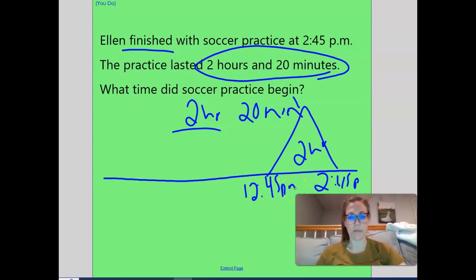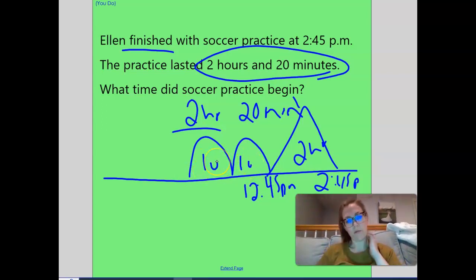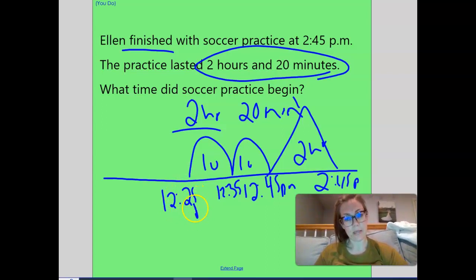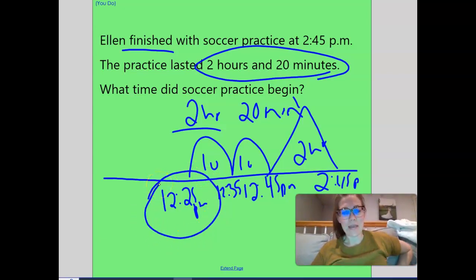And now a jump of 20 minutes back. So I'm going to do 2 10s because 10 and 10 is 20. So 12:45 minus 10, that would be 12:35. And 12:35 minus 10 would be 12:25 p.m. That's when soccer practice began. Okay.